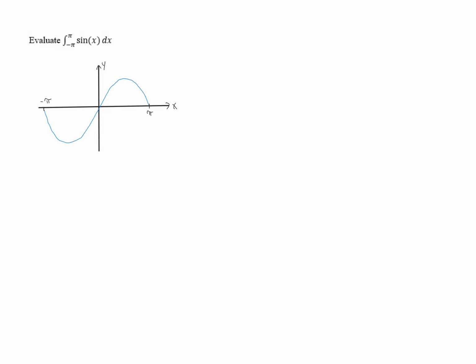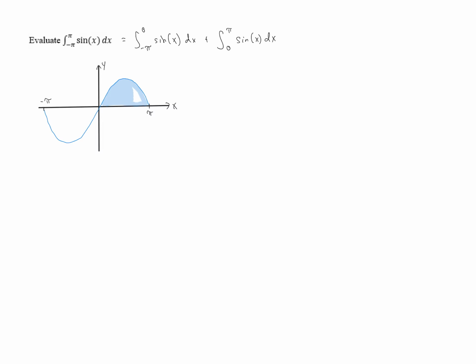So what I want to do is use one of our properties to split this up into two integrals so we can look at those two integrals separately. If we look at the left-hand side, that's going to be the integral from negative pi to 0 of sine of x dx, plus the right-hand side, which is the integral from 0 to pi of sine of x dx.